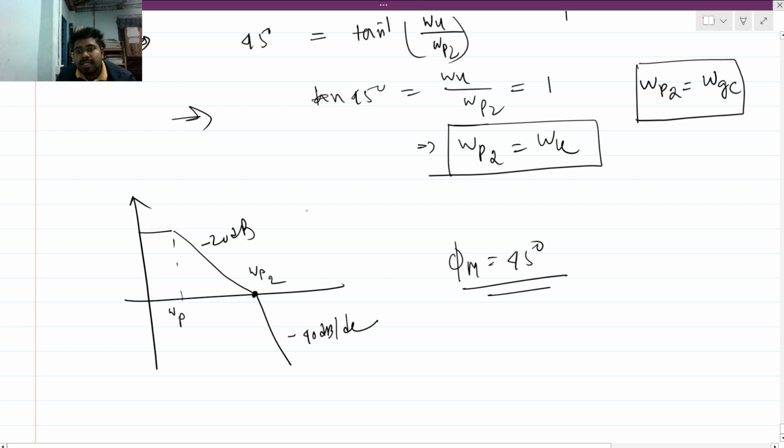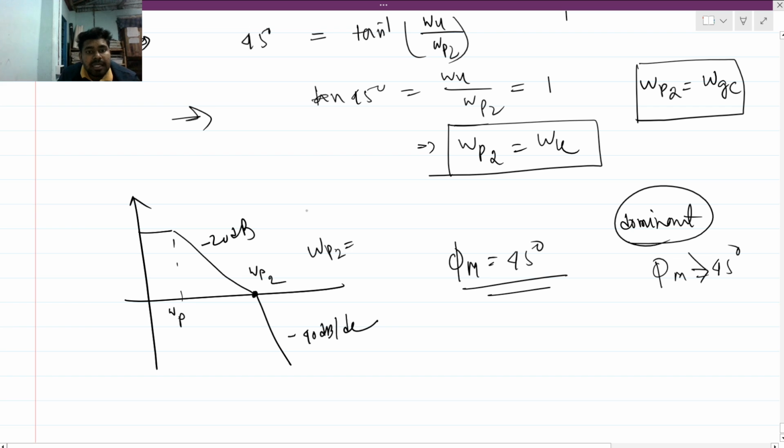The important thing here is the dominant pole concept, so that we can get a sufficient phase margin. This omega p2 location is nothing but the given omega gc, the gain crossover frequency or unity gain frequency.